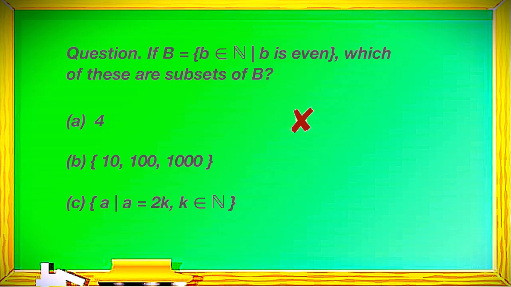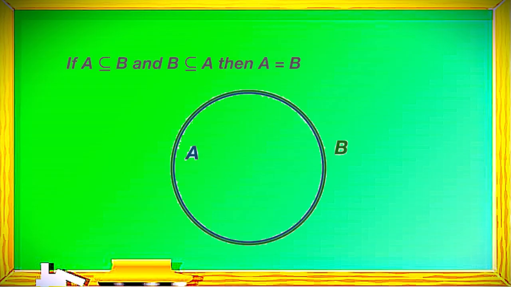The set containing 10, 100, and 1000 is a subset of B because these are all even numbers. The set of a such that a is equal to 2k, where k is in the natural numbers, is actually another way of writing the even numbers, since 2 times any number is even. And so this is equal to B. But all the elements of this set are also in B, so technically it is a subset of B. This highlights a general property about subsets. All sets are subsets of themselves.